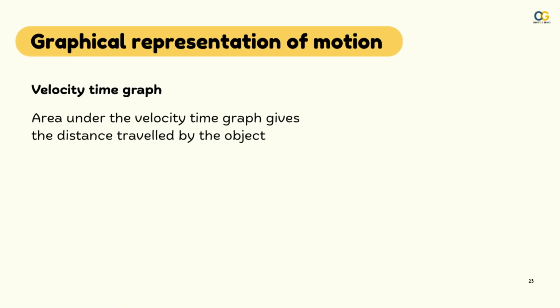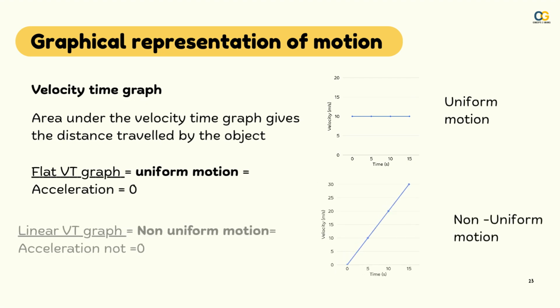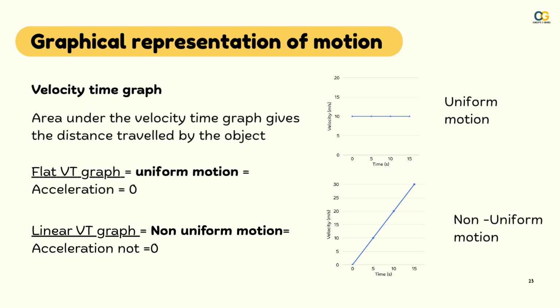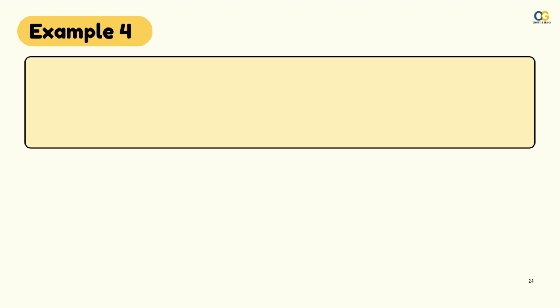Area under the velocity time graph gives the distance traveled by the object. And if we have a flat graph, it is uniform motion where the acceleration is 0. And if we have a linear graph, it is a non-uniform motion where the acceleration is not equal to 0. Let us solve an example to understand this better.